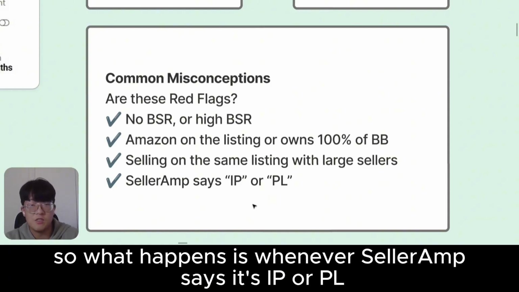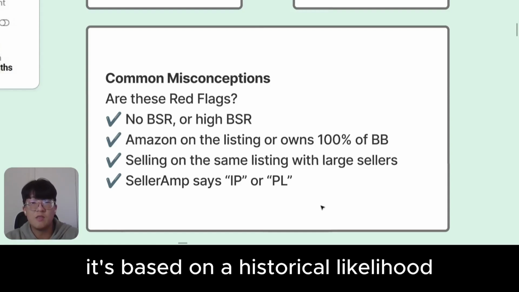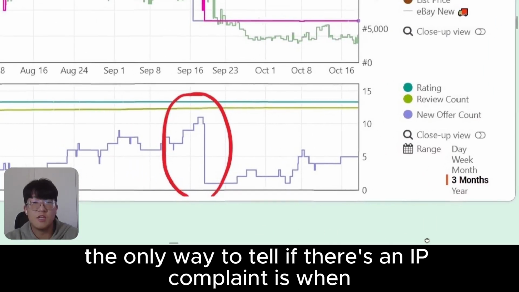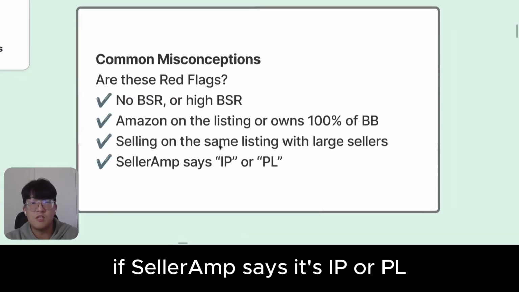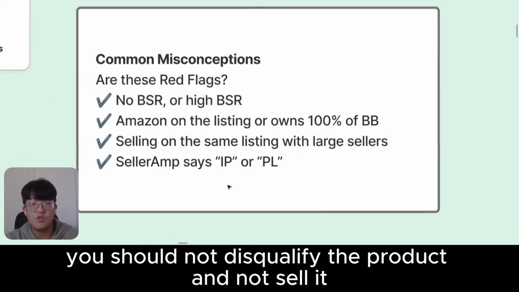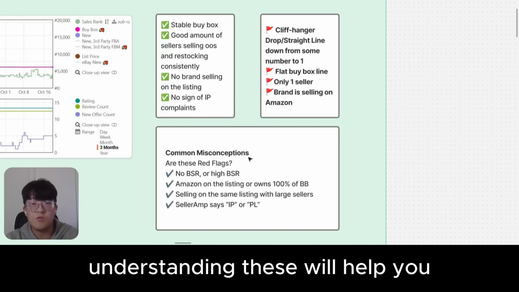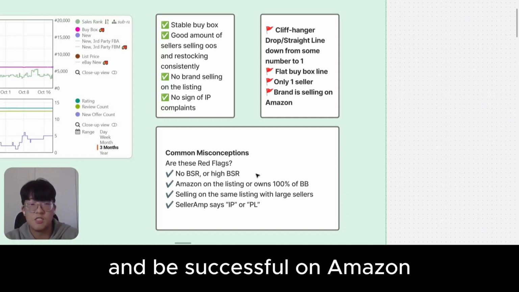So whenever Seller Amp says it's IP or PL, Seller Amp is just guessing. It's based on a historical likelihood. It isn't accurate. The only way to tell if there's an IP complaint is when there's a straight line drop from some number to 1. This is the IP complaint. Otherwise, if Seller Amp says it's IP or PL, you should not disqualify the product. You should check Keepa for more information. Understanding this will help you have a solid foundation to be a good seller and be successful on Amazon.